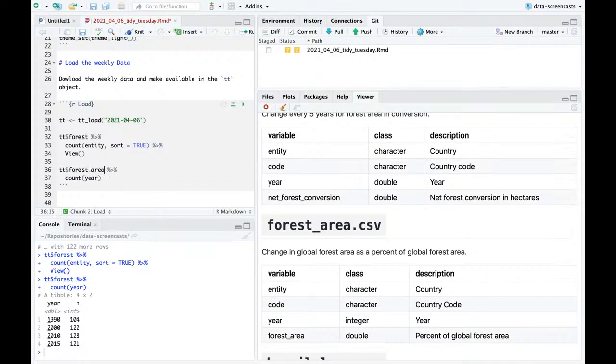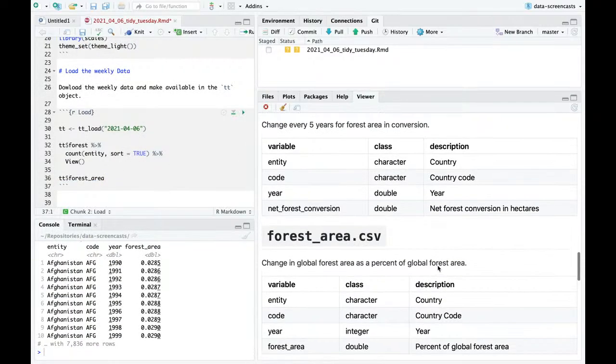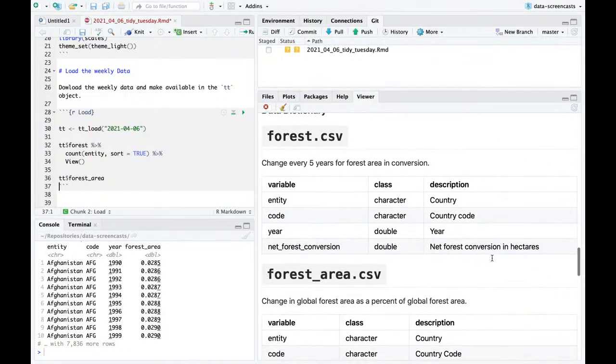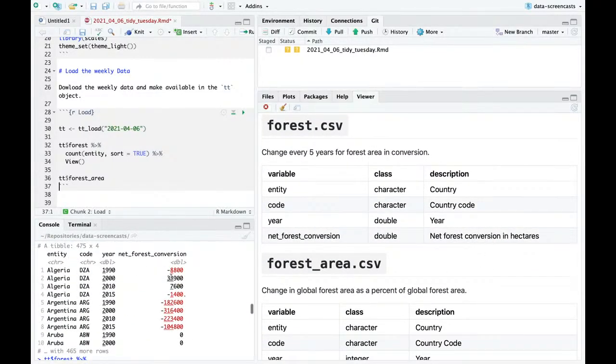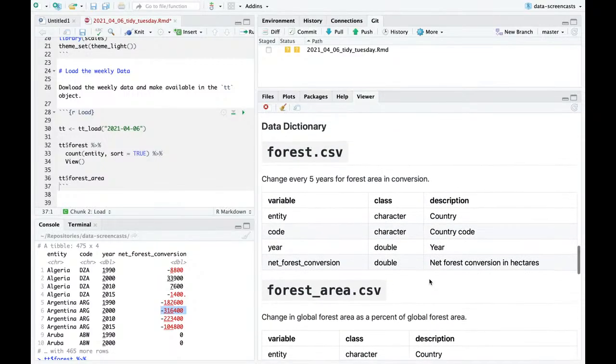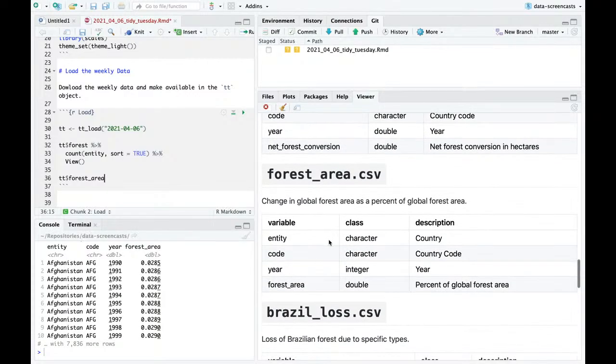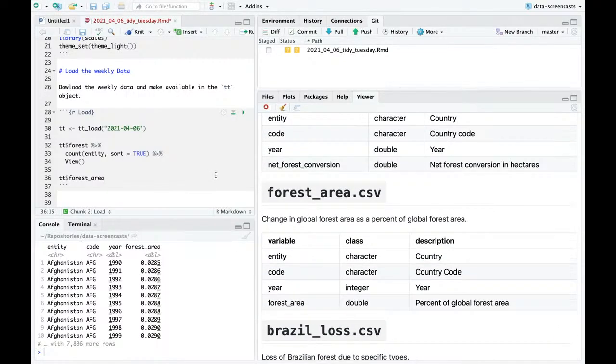And if I look at forest area, I have every year it looks like. This is forest area in conversion, net forest conversion. Does that mean deforestation? Maybe this means hectares, a unit of area, meaning how much forest was lost in this country. I wonder if that's cumulative or what. There's also change in global forest area as percent of global forest area. I'm going to need to figure out what exactly these metrics mean.